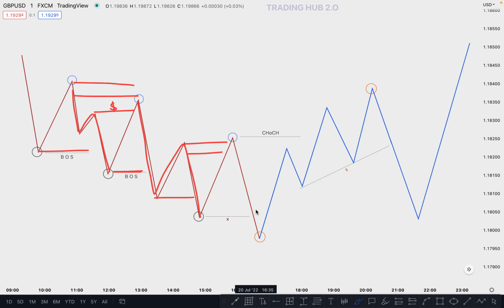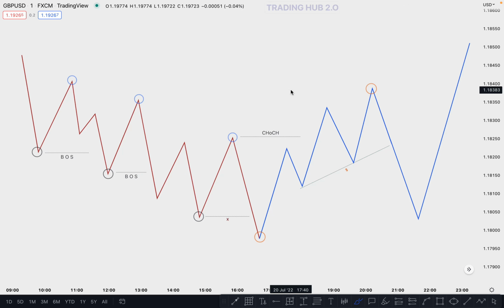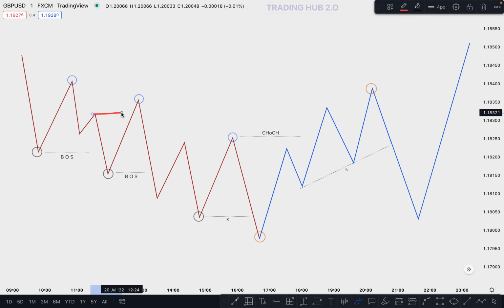So this is our definition of inducement in easy words. Inducement is basically to induce people to buy and sell at a specific point. Inducement can be in different conditions. It doesn't mean that only this one is inducement. No, inducement is here also.